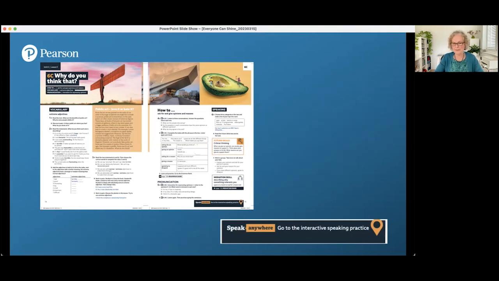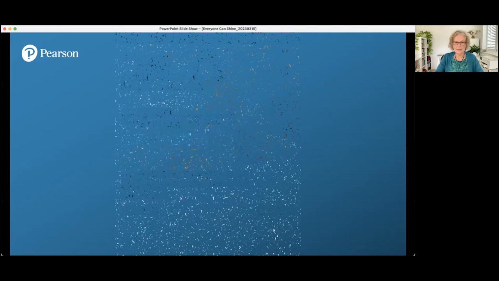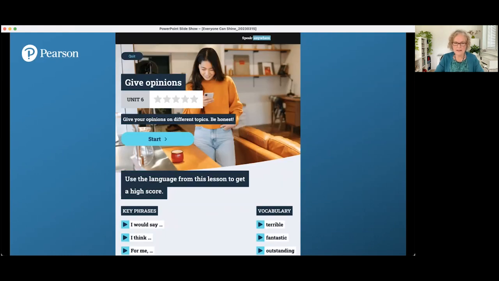Speak Anywhere. This is very exciting. This is AI in action. Let's have a little look. The learner goes onto this app. It's like an app, and it's using language from the lesson that she's just done. But she has a conversation, basically, with a voice on the computer. And she has a conversation where she gives her opinions. And then the computer will mark her and tell her how well she's done.